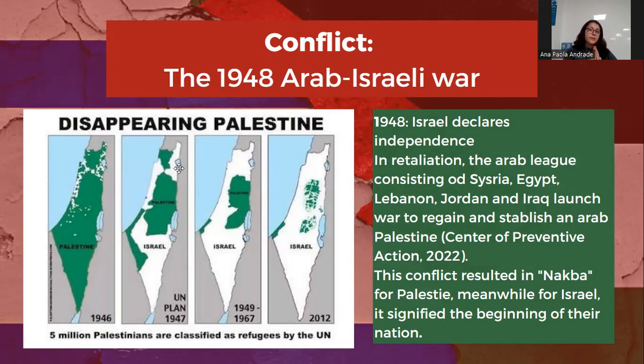So this created the 1948 Arab-Israeli War, where after Israel declares independence, in retaliation, the Arab League, consisting of Syria, Egypt, Lebanon, Jordan, and Iraq, launched war to regain and establish an Arab Palestine. This conflict resulted in the Nakba, which translates to catastrophe for Palestine because they lost a lot of territory. In this time, Israel won the war plus 23% of territory. And Egypt controlled the territory of Gaza, Jordan, East Jerusalem.